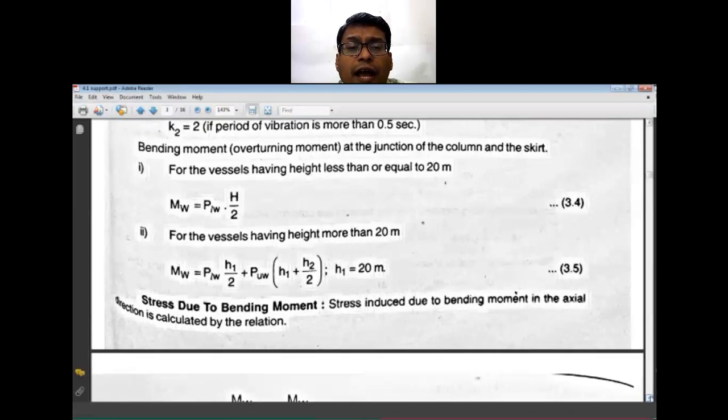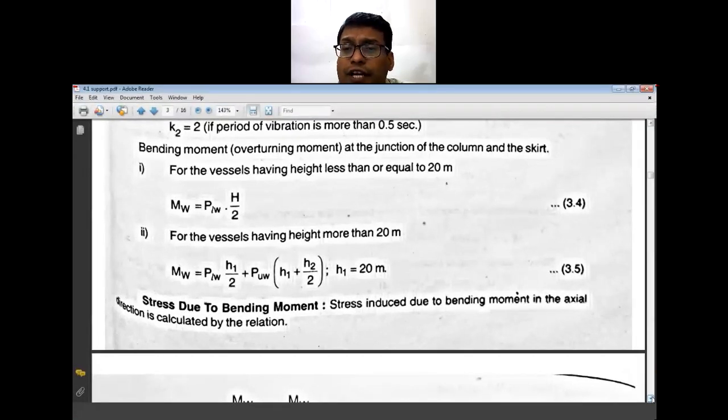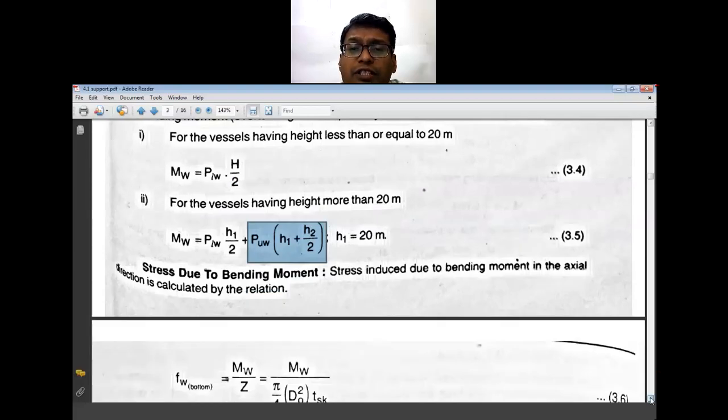K1 is the shape factor, with a value of 0.7 for a cylindrical surface and 1.4 for a flat plate. K2 depends on the period of the first cycle of vibrations. Because of the wind, your vessel may vibrate, and K2 depends on its period of oscillation. If the period of vibration is less than 0.5 seconds, then K1 is equal to 1 and K2 is equal to 2 if the period of vibration is more than 0.5 seconds.